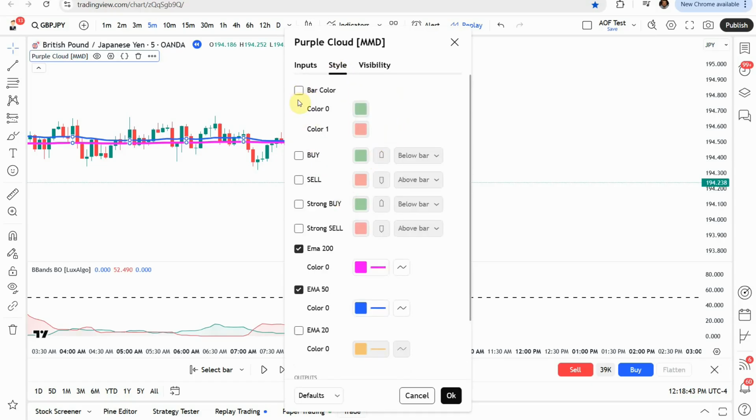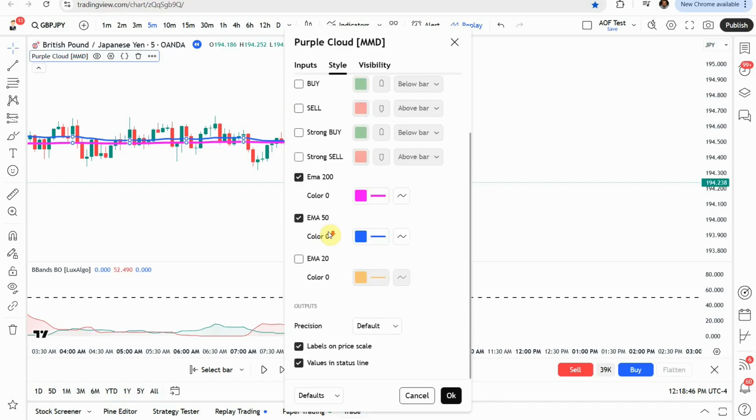Then we're going to jump into the styles. We're going to uncheck all these selections right here, and we are going to turn on the EMA selections if they're not already turned on. The two EMAs, the EMA 200 and the EMA 50.